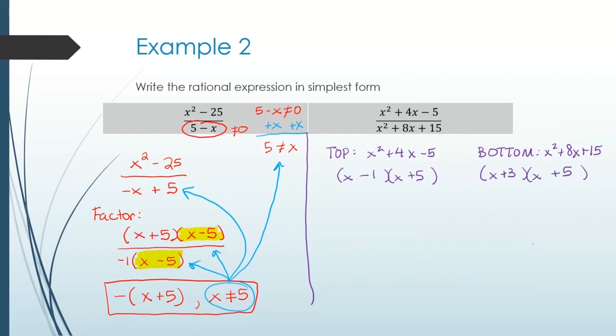So if you need help organizing, do the top and the bottom factoring separately and show all the steps that you need to do, and then bring it together back into the rational expression. So I take my top, which is x minus 1, x plus 5, over the bottom, which is x plus 3, x plus 5.